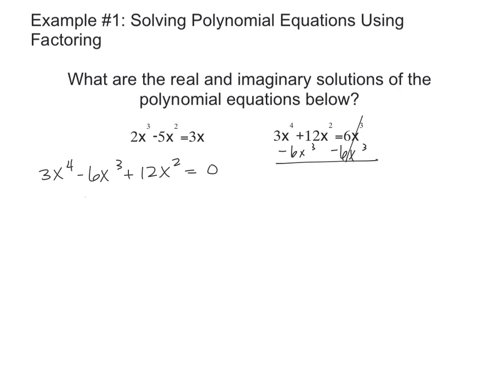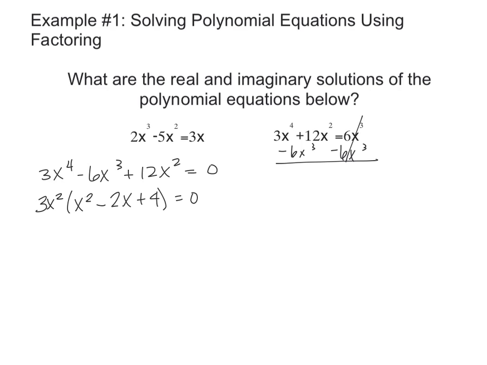Okay, it's pretty obvious here that our greatest common factor is going to be 3x squared. So if I take out 3x squared, I am left with x squared minus 2x plus 4, and it's still equal to 0.